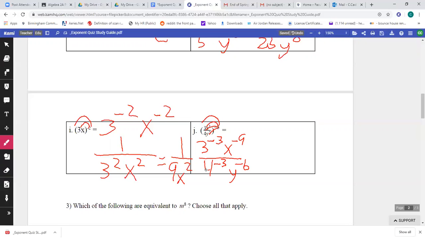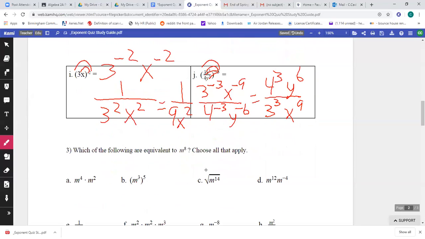So they're all negative exponents, so they're all going to flip. The ones on the top go to the bottom. The ones on the bottom go to the top. So this would be 4 to the 3rd, y to the 6th, all over 3 to the 3rd, x to the 9th. 4 to the 3rd is 4 times 4 times 4. That is 64. And 3 to the 3rd is 27.